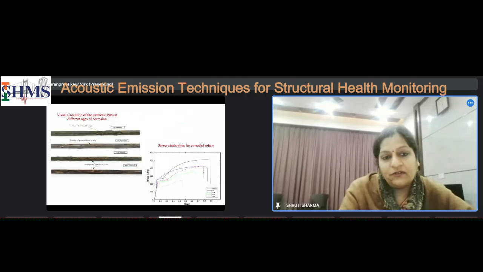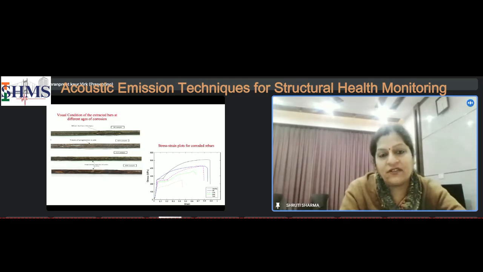Next, please. So this is how it looks. This was the condition of the bars, and when we did the stress strain plots, the tensile testing of the extracted bars of the various samples, we could see this. This is a simple stress strain curve of the extracted samples after corrosion. There's a control sample, then S9 means 9 days of corrosion, S19 means 19 days.